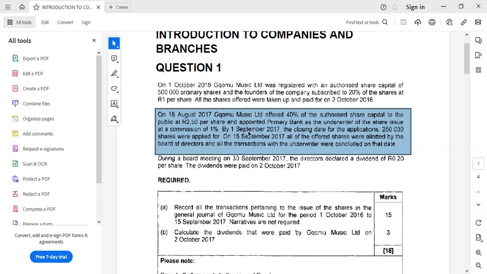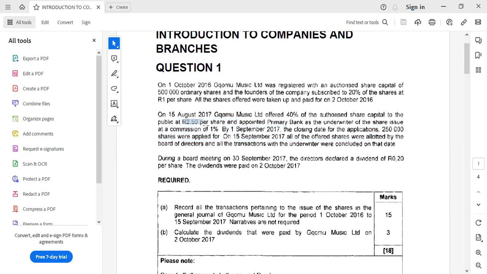Then there's a commission of 1% of the issue. The shares are being issued at 250. Then on 1 September, the closing date for the applications, 250,000 shares were applied for. They applied for 250,000 shares. So we can say 1 September 2017.